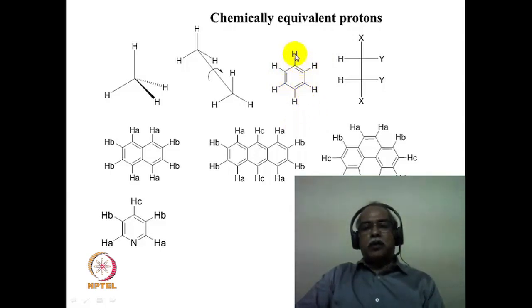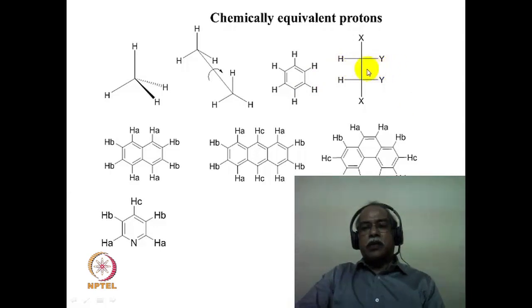If you do a monosubstitution of benzene, you will get only one isomer of nitrobenzene or one isomer of chlorobenzene, which means all the 6 hydrogens are equivalent in terms of chemical equivalence. So, in the case of benzene, all the 6 hydrogens come as a single peak in the NMR spectrum. You take a meso isomer of this kind.